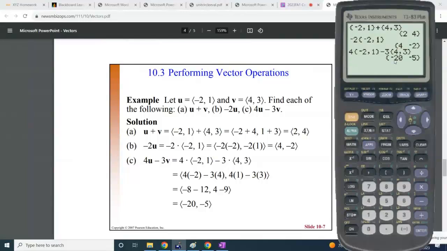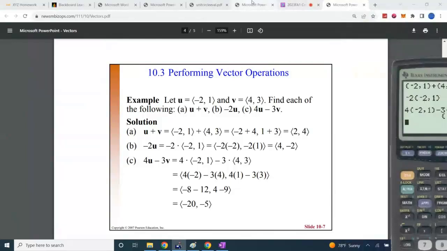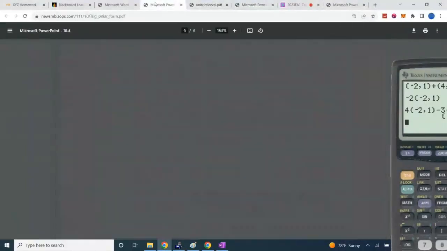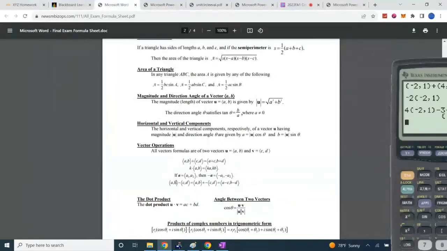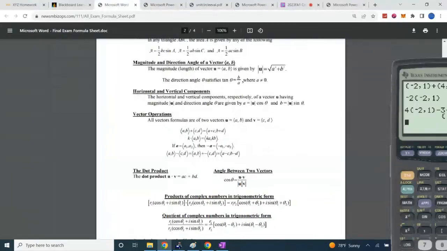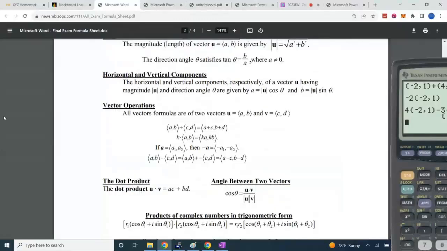And I get -20, -5. So any questions on performing vector operations? The only thing you cannot do is multiply. So we're going to take a look at that in a second. Referring back to the exam formula sheet, I believe there are some formulas for vector operations, right? Exact same formulas that were on the slide.